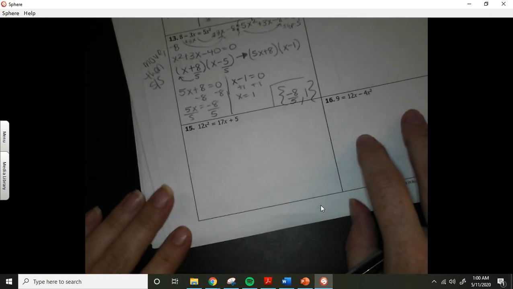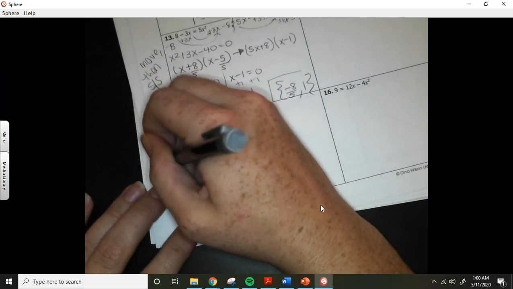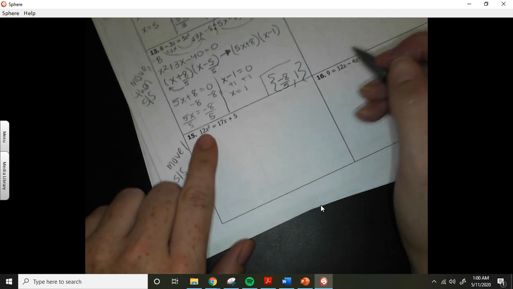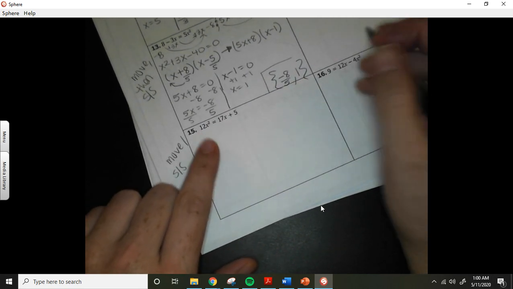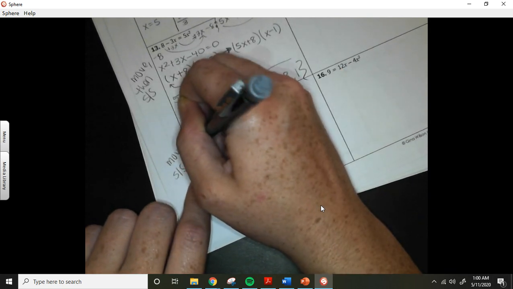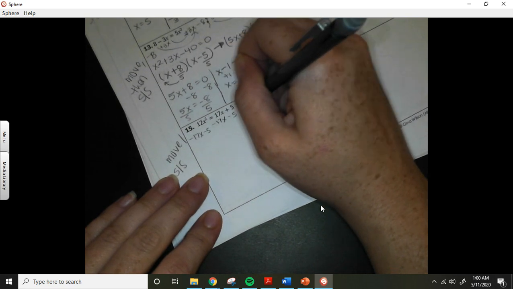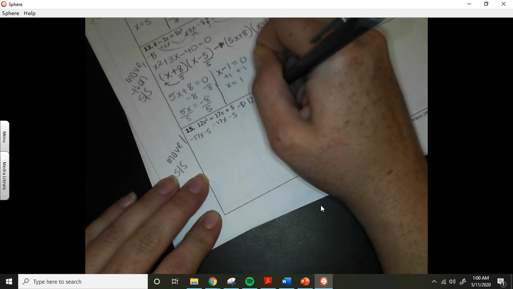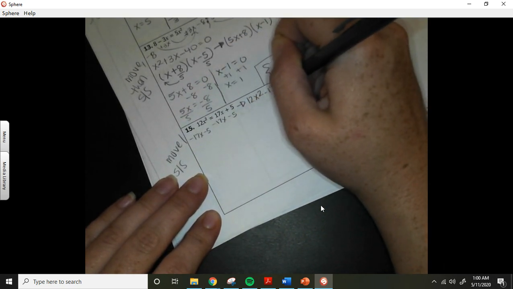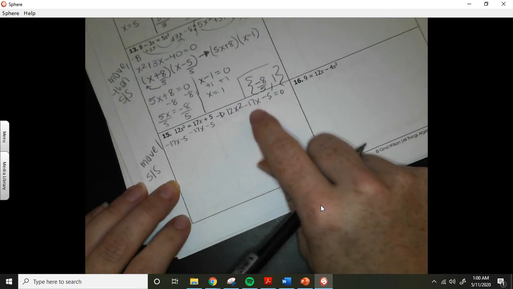Last one. This one is also going to be a move, then slip and slide. So my x squared term is positive over here, so I'm going to move everything to the left. Again, no like term, so I'm just going to rewrite it as 12x squared minus 17x minus 5 equals 0. This is now what we're factoring.